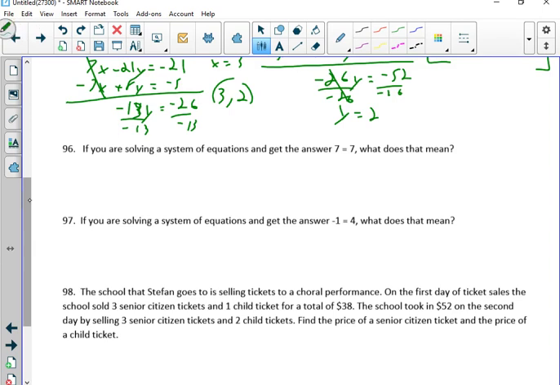If you are solving a system and get the answer 7 equals 7, that means all real numbers. Any solution would work. Any point on one line will be the same on the other line. If you get a false statement, that means there's no solution.